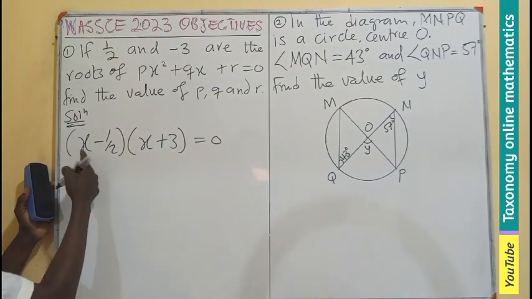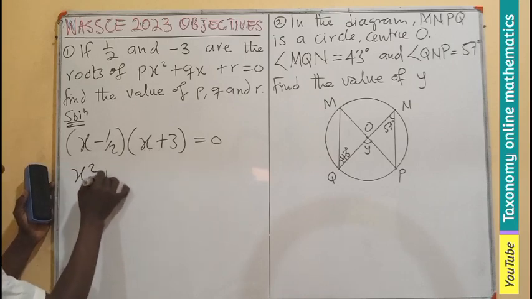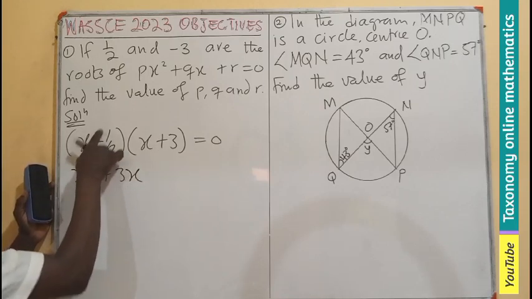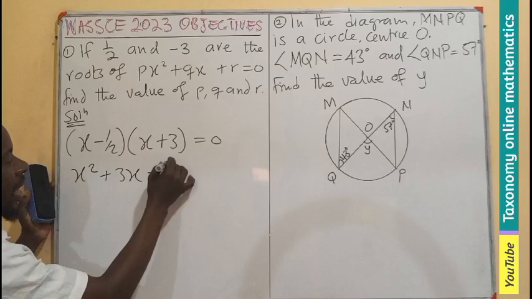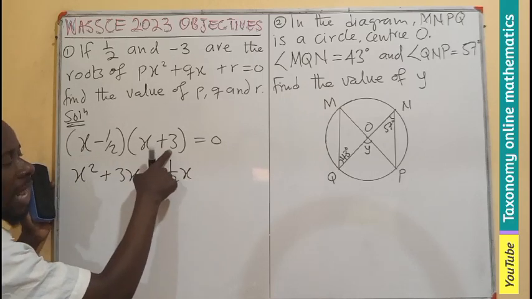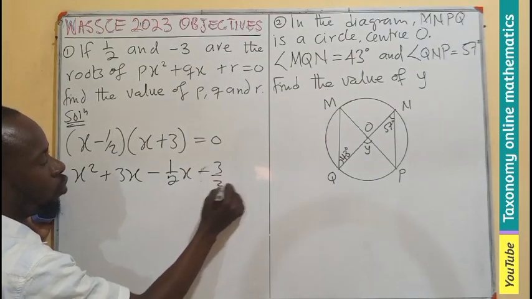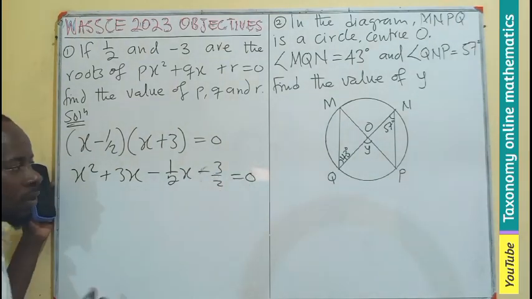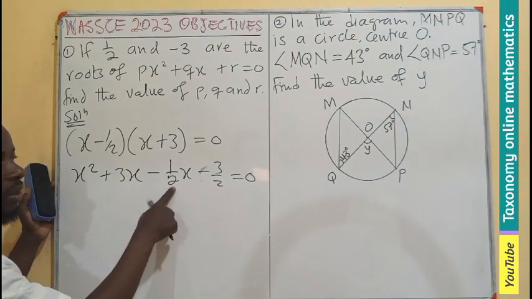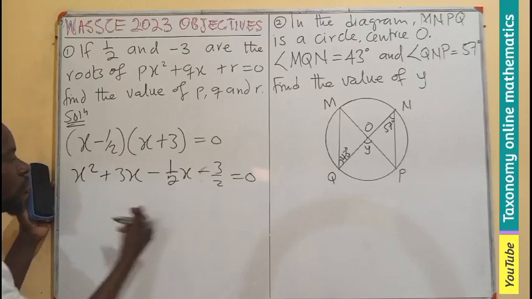Now let's expand the full method. x squared, x times 3, 3x, negative half times x, minus 1 over 2x. Negative half times 3 will be minus 3 over 2 equals 0. So I'm having fractions, so multiply through by the LCM of the denominators, which will be 2.